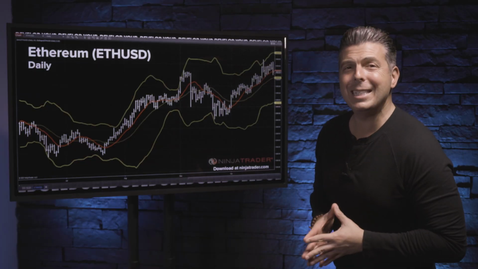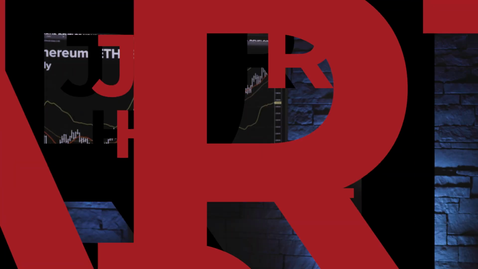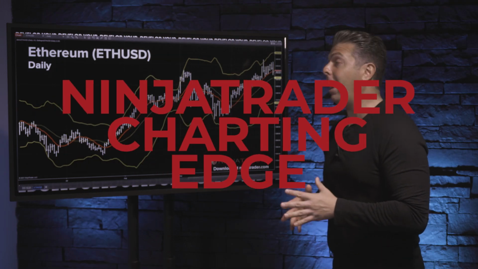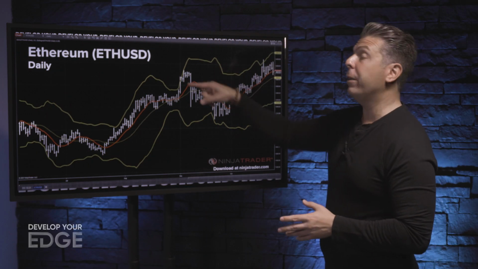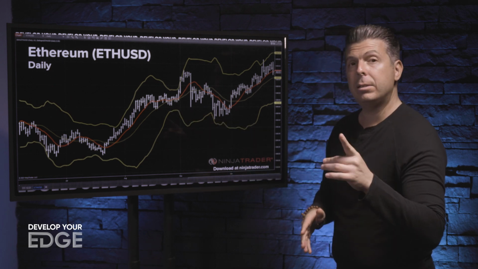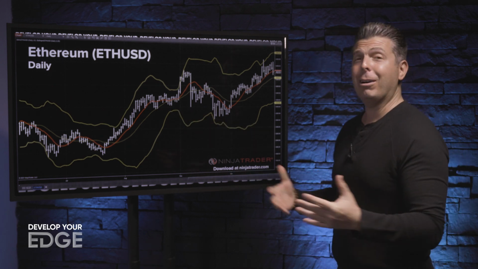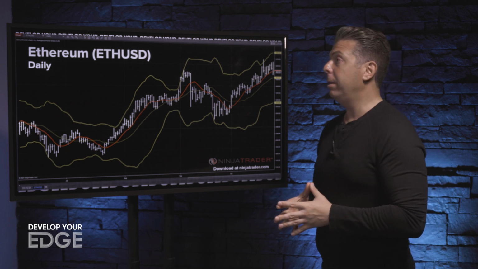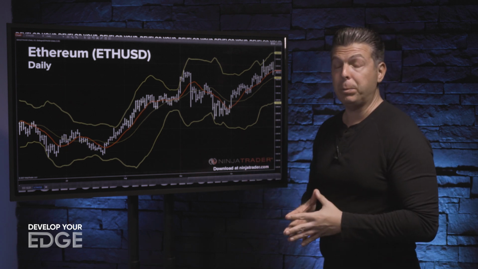Let me take you to this week's NinjaTrader Charting Edge. Pulled up Ethereum here on the daily, same old 20 period, 3 standard deviation Bollinger Bands. Red is the 10-day simple moving average. I talk a lot about ETH. This has been, for the past year and a half now, my biggest position.